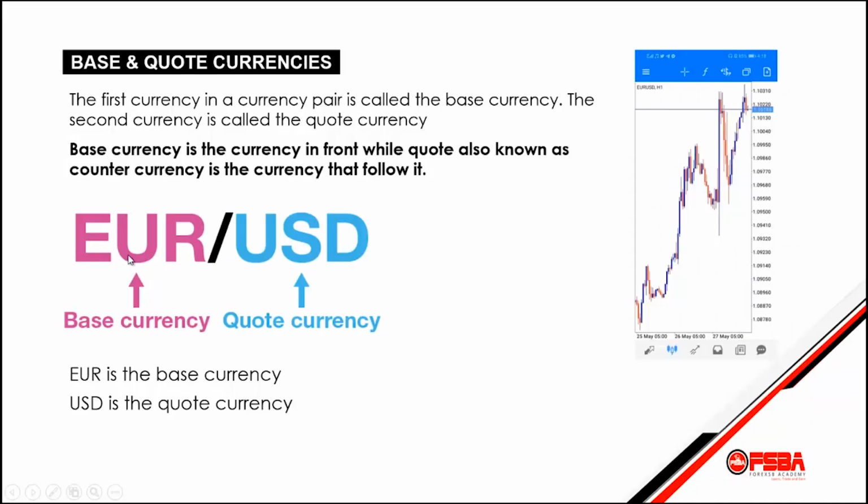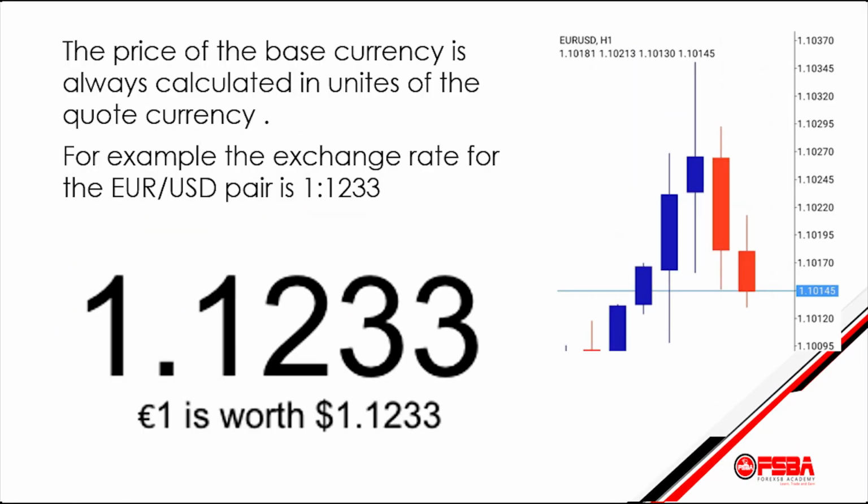So you can see here we have Euro and we have United States dollar. This Euro is the base currency, while this USD is the quote currency. You can see we have Euro in front, while we have United States dollar at the back. So we have Euro on the left side and United States dollar on the right side. Euro is the base currency while the United States dollar is the quote currency. Looking at this chart, the value of the base currency is expressed in units of the quote currency. So the price of the base currency is always calculated in units of the quote currency.